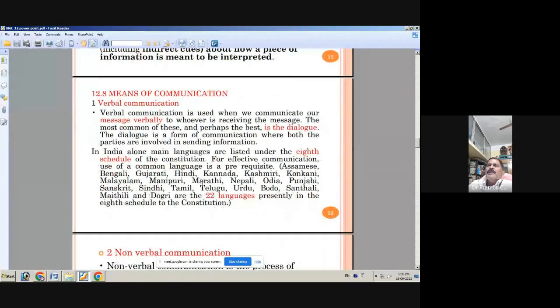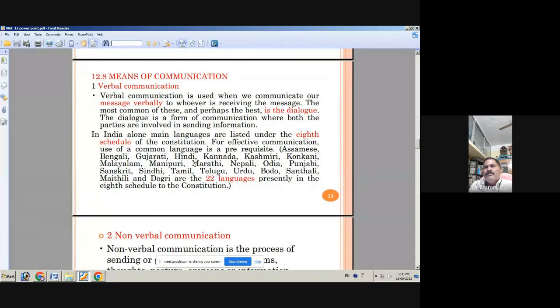Then how can we have better communication? You know that there are certain means. One is verbal communication. Verbal communication is used when we communicate our message verbally. The one who is receiving the message will have to listen and get the idea. It is with the help of dialogue. Dialogue is a form of communication.